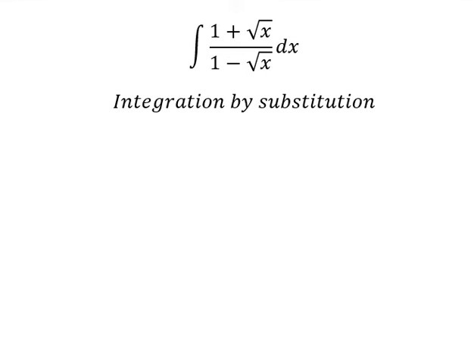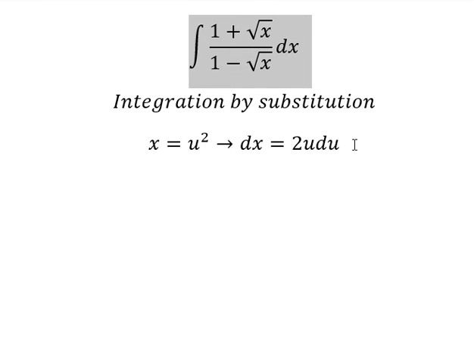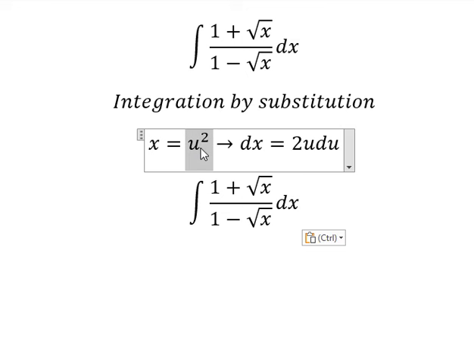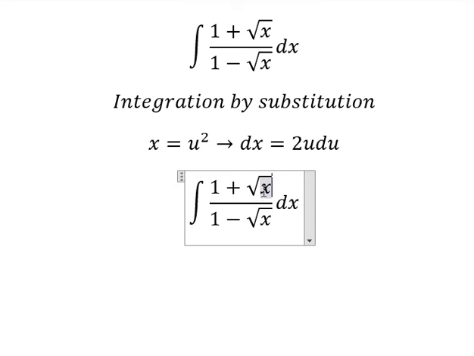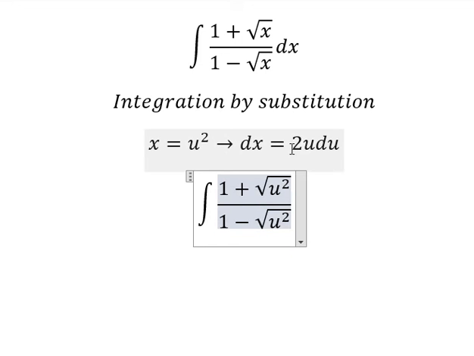So I will put s equals u squared in here, because we want to cancel the square root, so we put the u squared here. Next, I will take the first derivative of both sides, and you get 2u du. So I will put this one here, this one here. The s we change by this one.